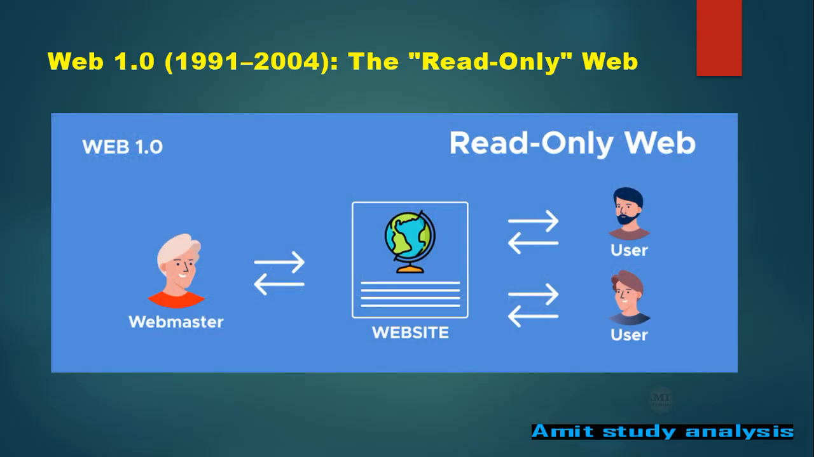You can see this picture. There is a webmaster and there is a website, and these are the users. The webmaster is able to create web pages or websites. He will be responsible to create web pages only, but users will access the data which is posted by the webmaster. So this is known as the read-only web.